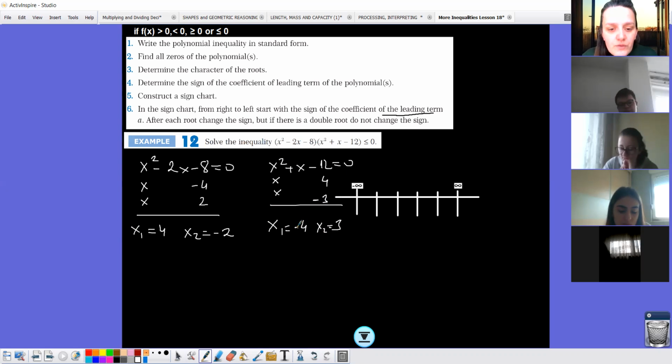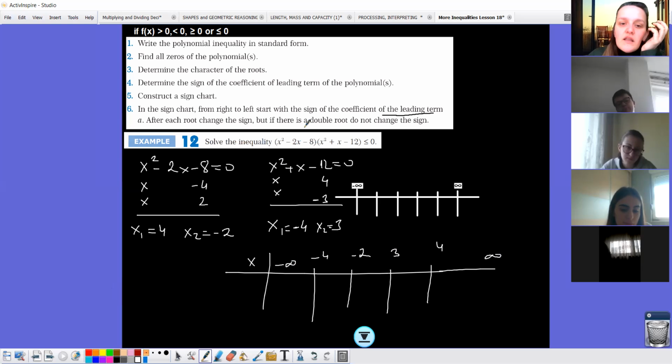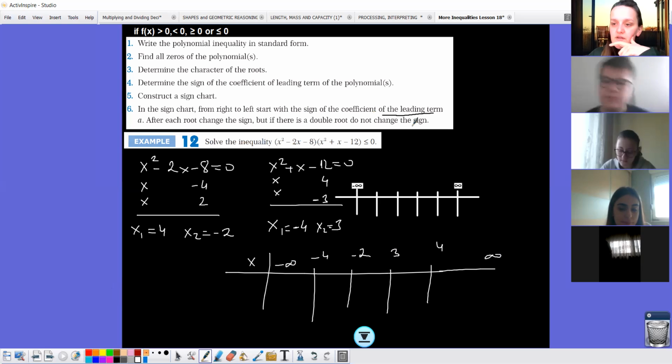Which one is the smallest one? Minus 4, minus 2, 3, and 4. Then we'll start with minus 4, minus 2, minus 3 and 4, and plus infinity. The expression here, if we multiply all the terms one by one, the leading term will be x to the power of 4, yes? Times square, it will be x to the power of 4.